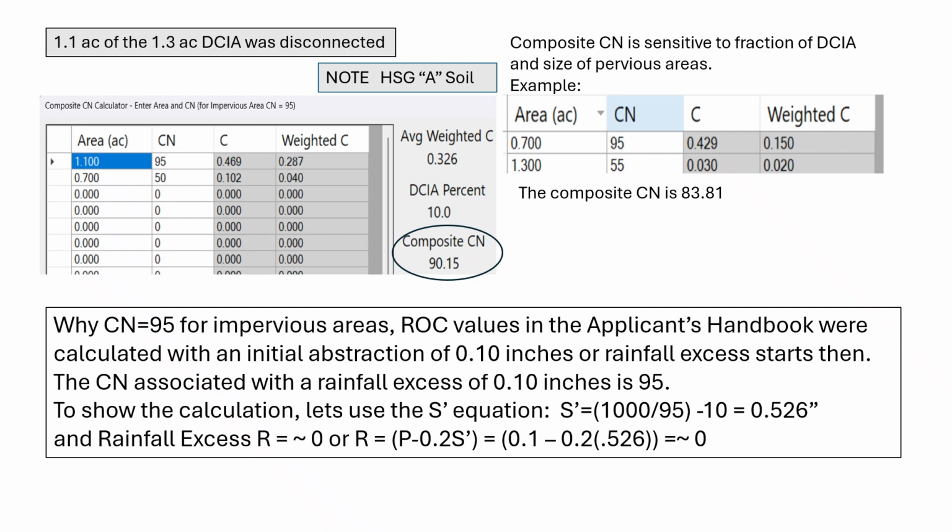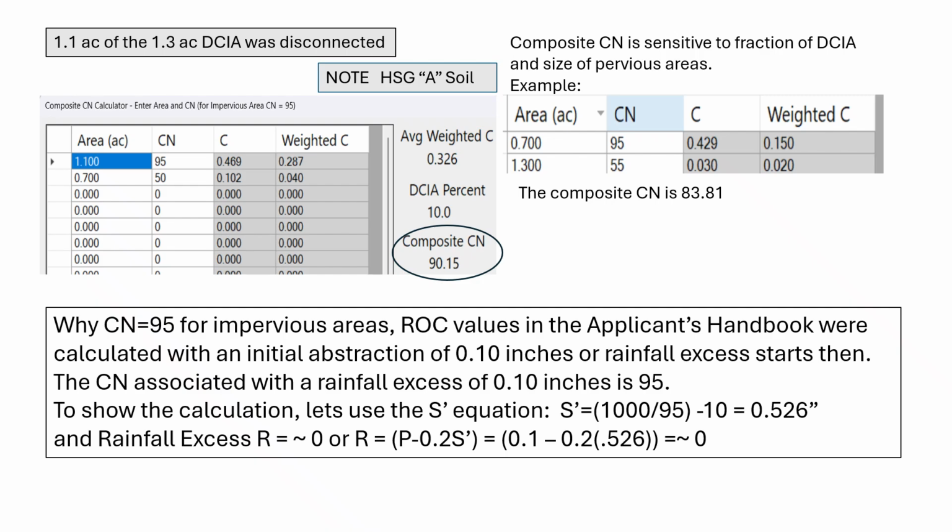It's also important to note that the composite curve number is highly sensitive to the fraction of directly connected impervious area, or DCIA, and the size of the pervious areas. Consider this example. If we have a total impervious area where 1.1 acres out of 1.3 acres of the original DCIA are now disconnected, the new effective DCIA is only 0.2 acres. This means a significant portion of the impervious area is no longer directly contributing to runoff downstream.